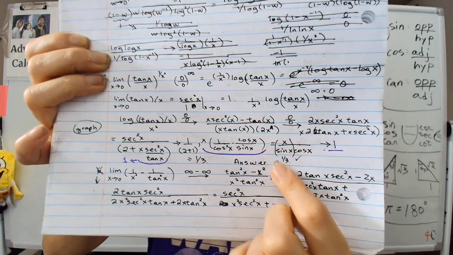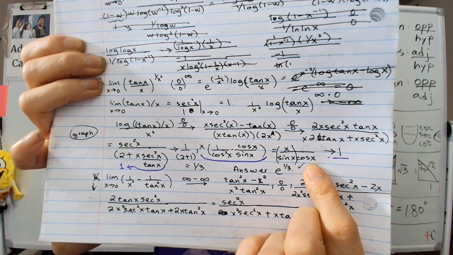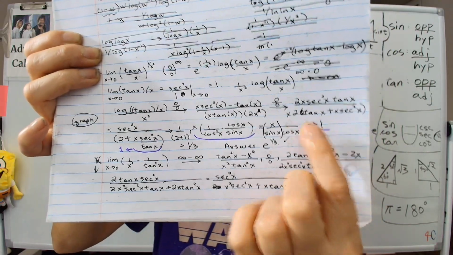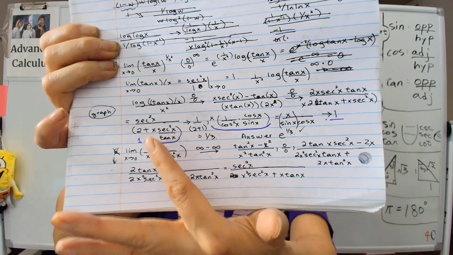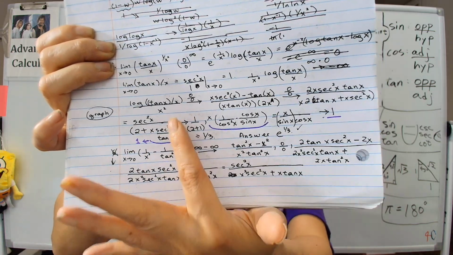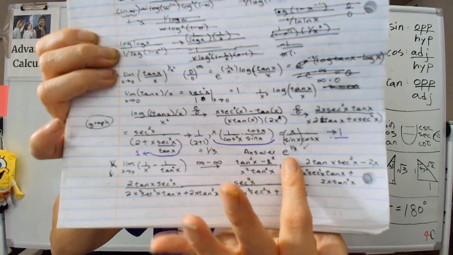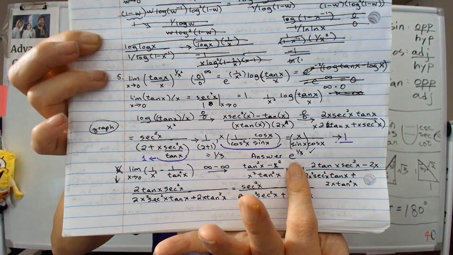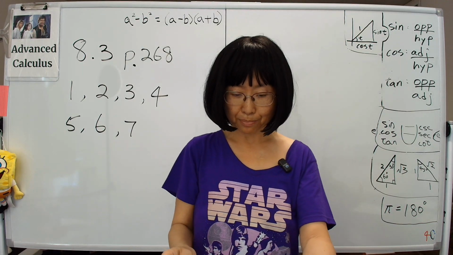Because x over sine x does equal 1 as x approaches 0, and cosine x is just 1, so the whole thing goes to 1. So this part becomes 1 over 2 plus 1, which is 1/3. So the answer is e to the power 1/3, and that checks out. That is the same as the answer at the back of the book.